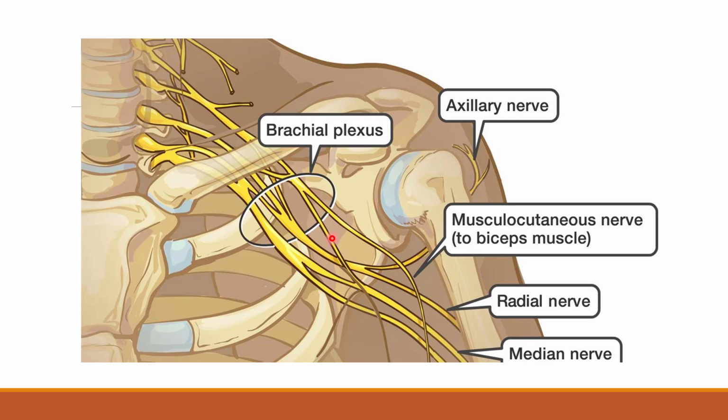Okay, the brachial plexus is present supraclavicular and infraclavicular. The cords are present infraclavicular, and they will be present along with the axillary artery and axillary vein in the axilla, and they are enclosed by the axillary sheath.